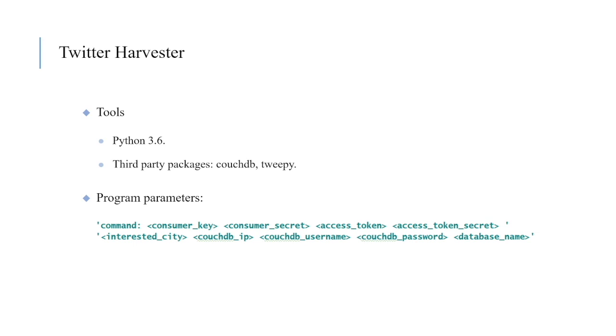Then, interested city is used to get tweets that were sent in a certain city. And the last four are CouchDB's parameters. They make sure tweets are stored in the correct database. Now I'm going to talk about challenges and solutions.